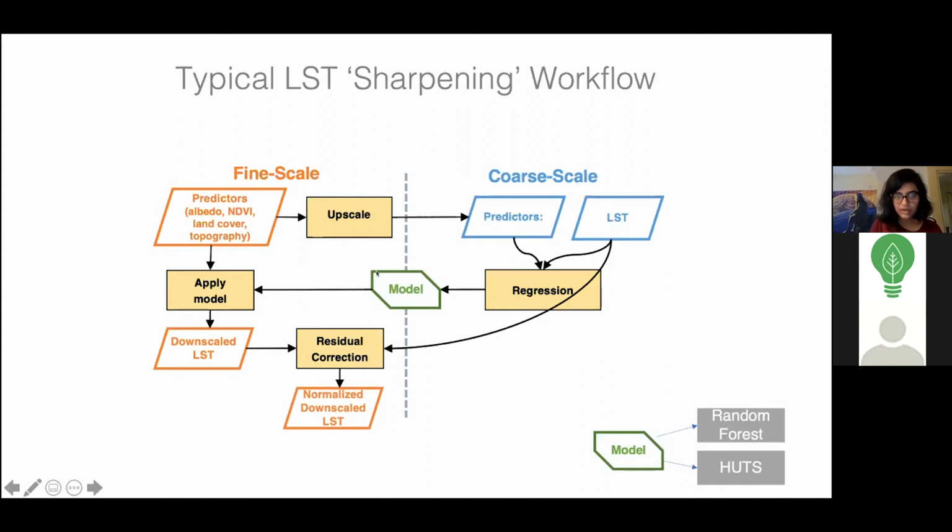But this model part is what's variable. The workflow is typically the same anytime we do any kind of downscaling, but the model, what exactly is the relationship between these predictors like albedo and NDVI, and how we get to LST from only those, is what varies. So what we are using in this tutorial is HUTS, the high resolution urban thermal sharpening model, but we are also working currently on a random forest model that might be able to do the same job or a better job. Don't worry about this one. It'll come up in R and it'll be much clearer when we talk about this in R.